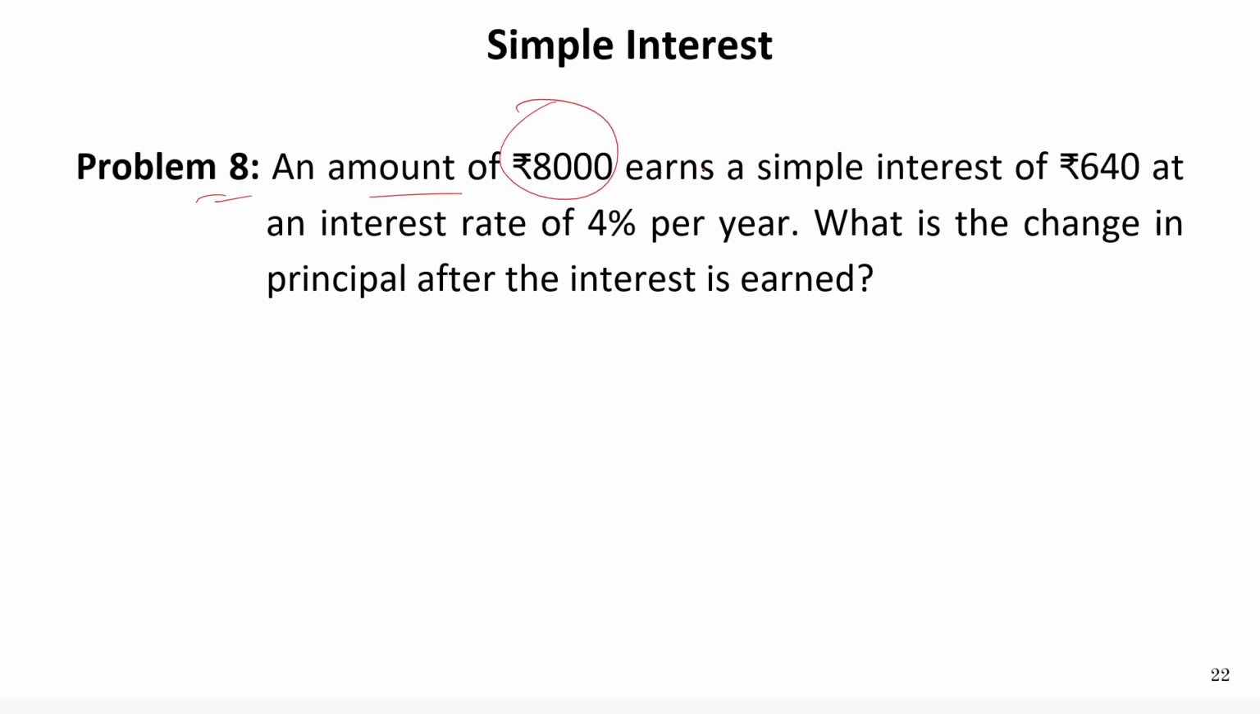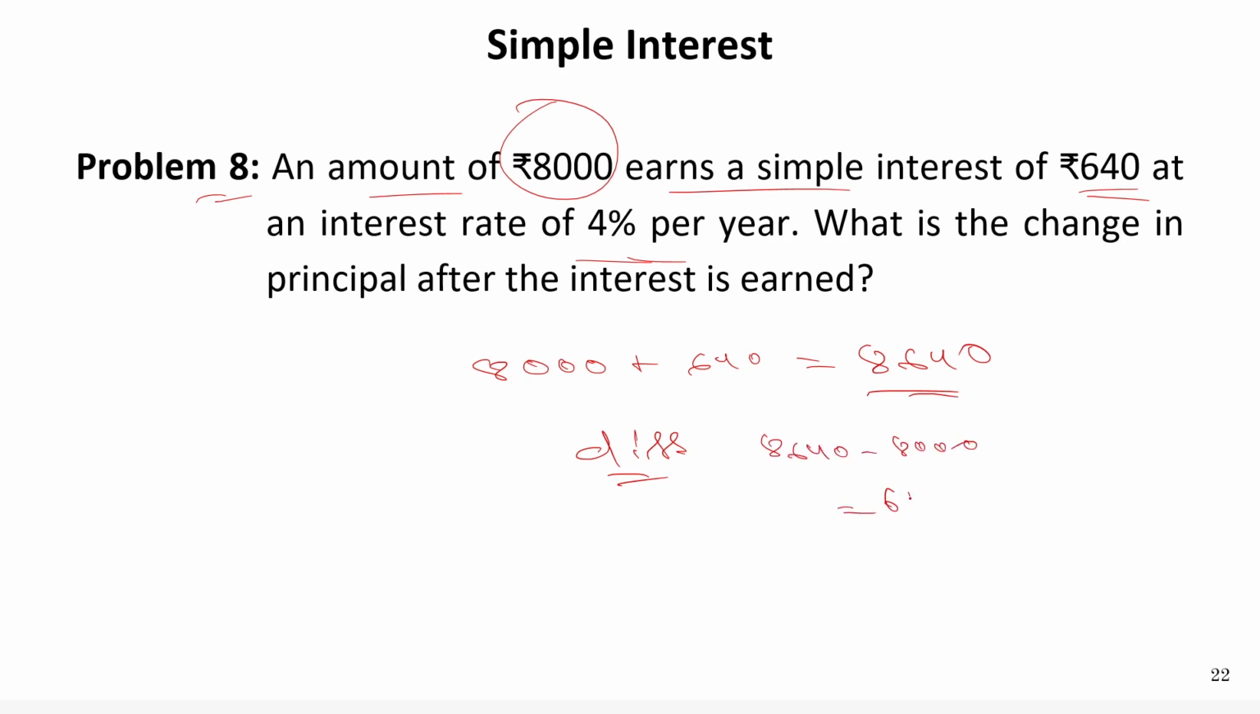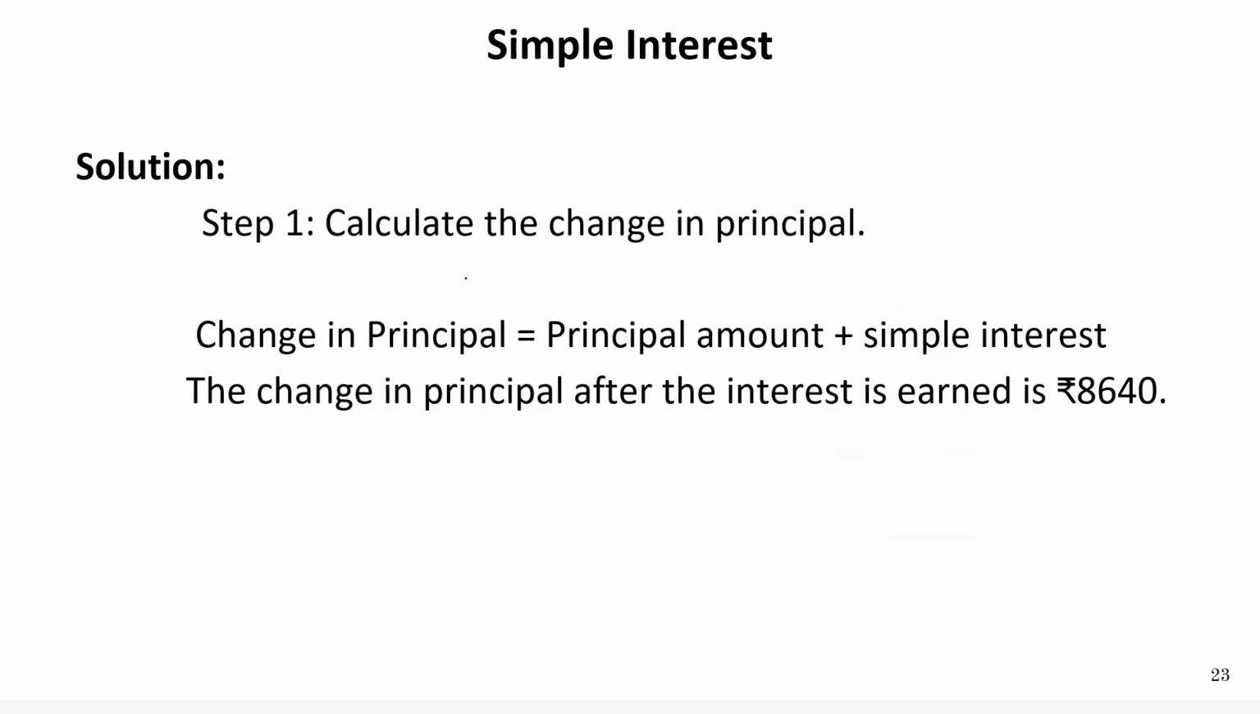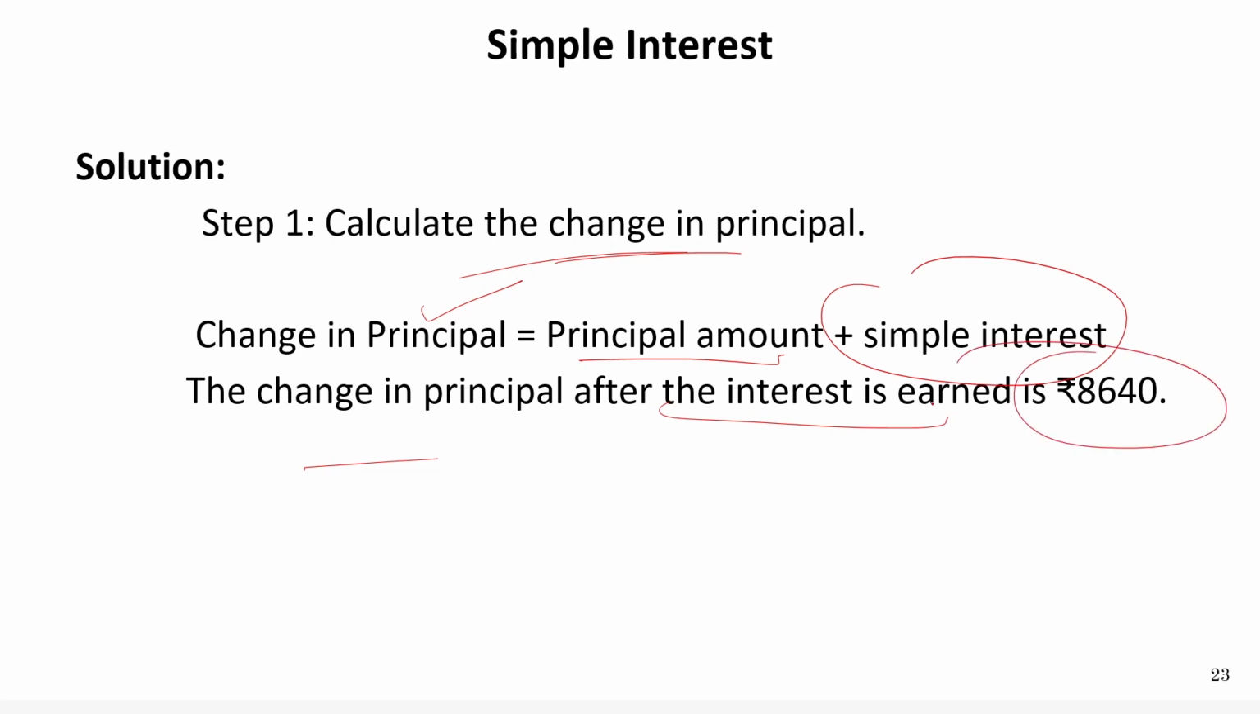An amount of 8,000 earns a simple interest of this much amount at an interest rate of this much. What is the change in principal? So change in principal is equal to the original principal value plus the interest earned, that is 640. This is equal to 8640. So the difference will be what? Difference is equal to the changed value minus the original value, that is 8640 minus 8,000 is equal to 640. That is the amount of interest earned. So the changed value will be 8640. So calculating the change in principal is principal amount plus simple interest. So change in principal after the interest is earned is 8640.